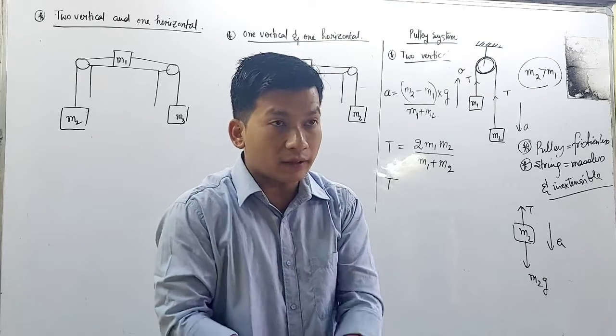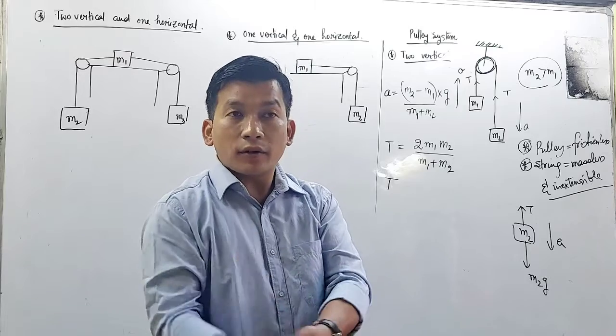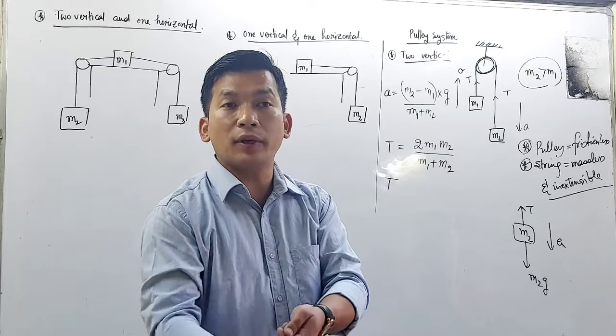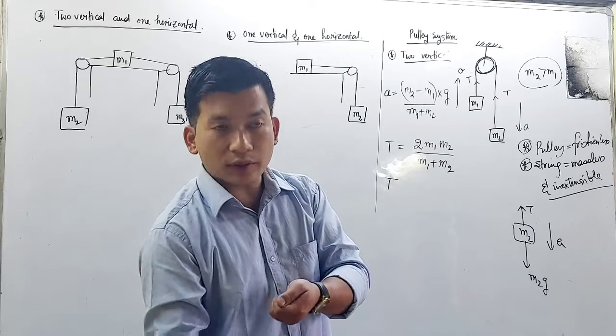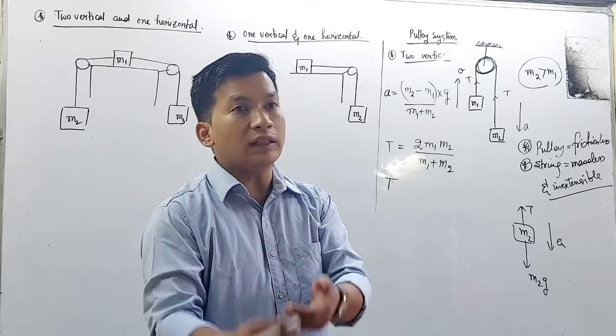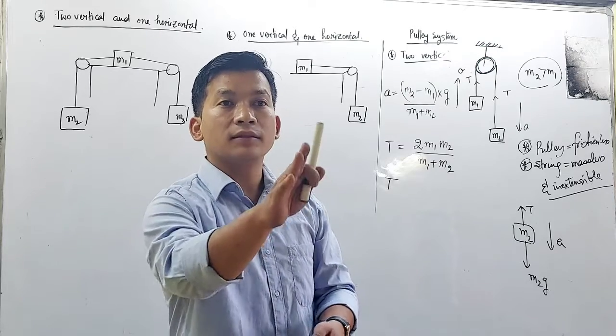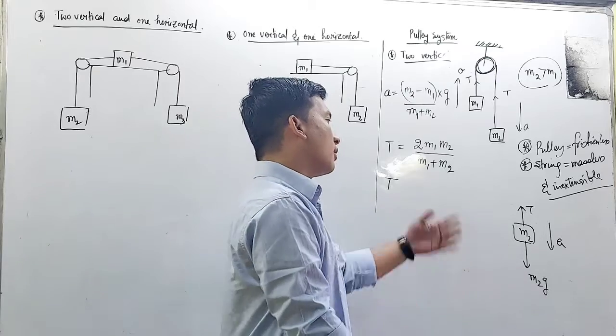If I drop something by holding a rope, then I feel lighter. I feel the decreased weight of the object which I am sliding down. Understood? Very simple.